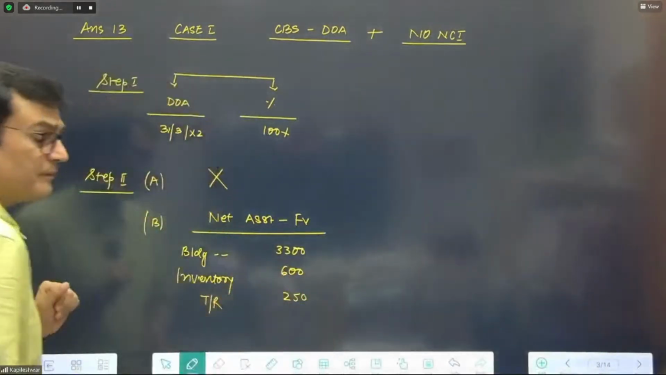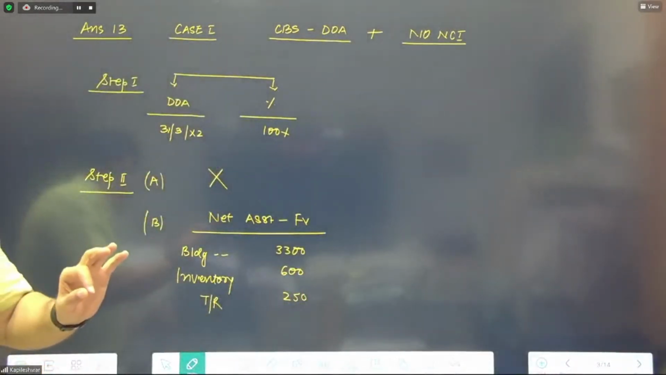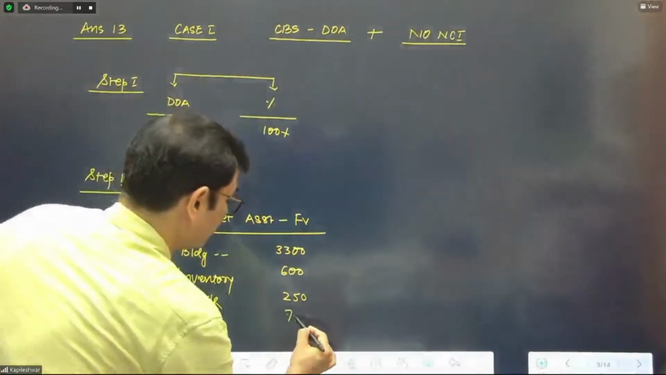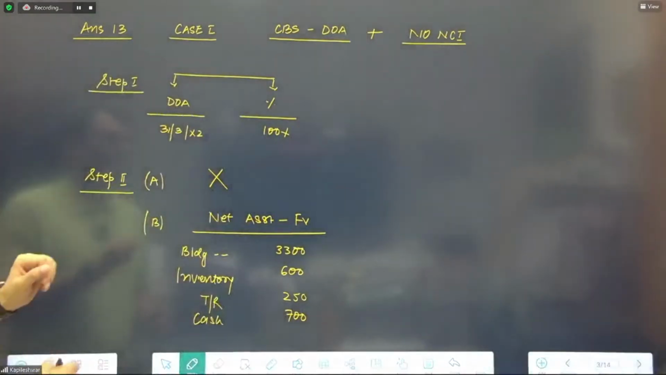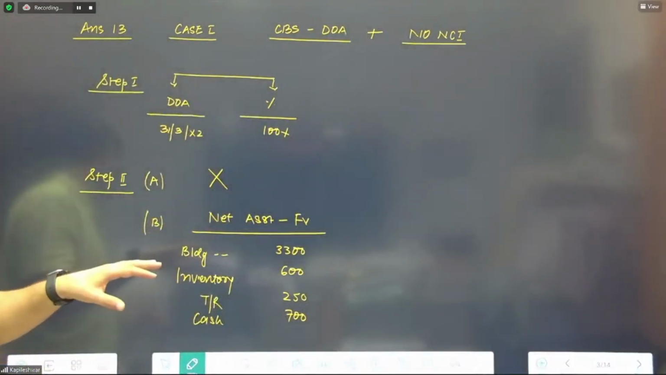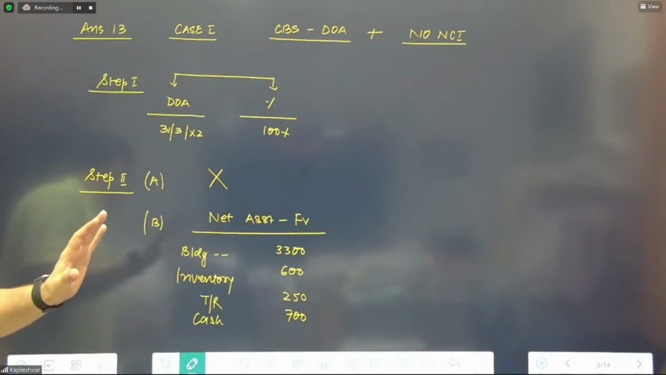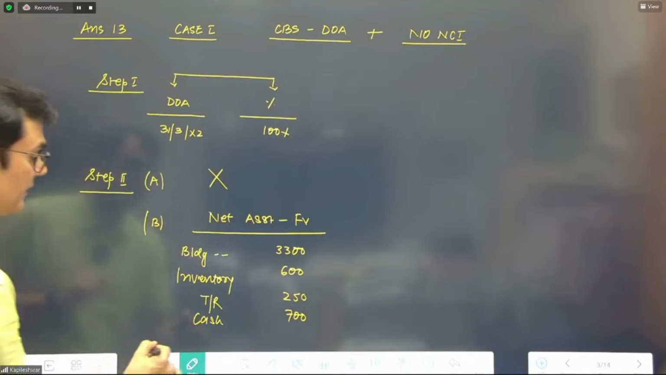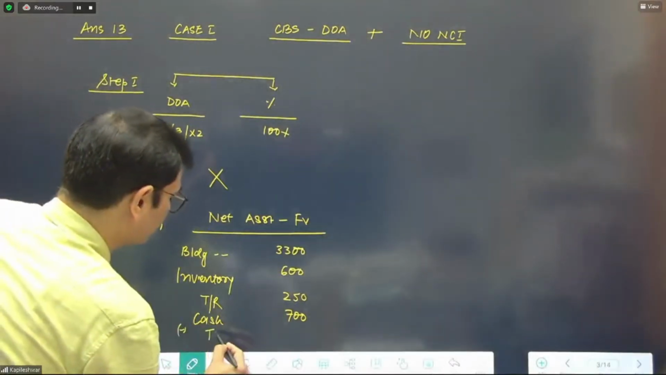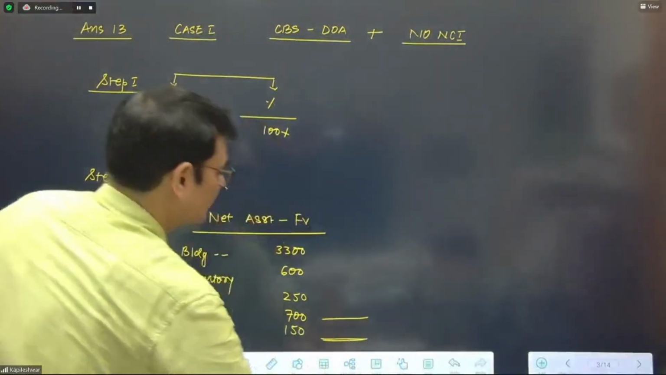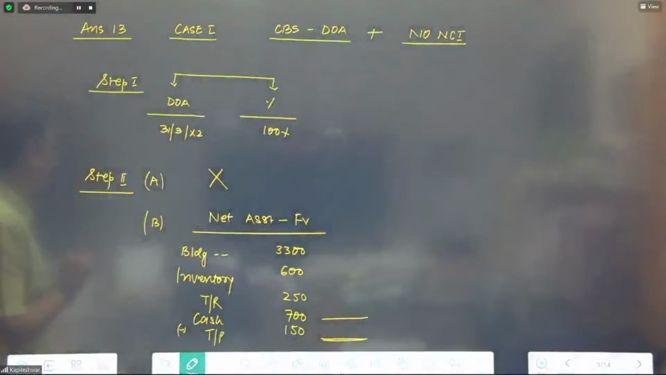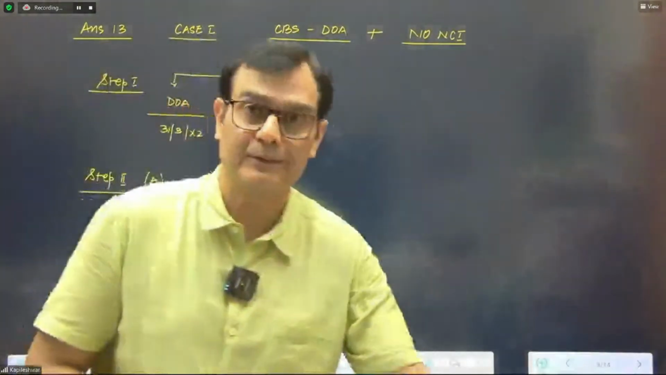And the next item in the balance sheet on the asset side is cash, and that is 700. So since the balance sheet on acquisition date is given, you can directly get the net assets list. That's it on the asset side. And on the liability side, the only liability given is trade payables, that is 150. So this is going to give us the net assets of the subsidiary at fair value.